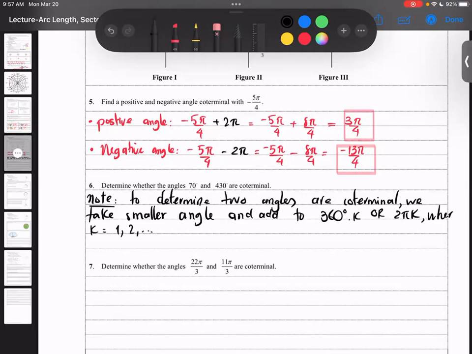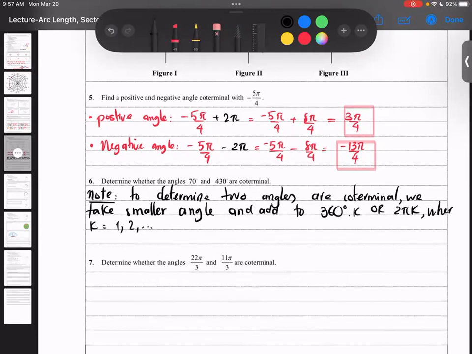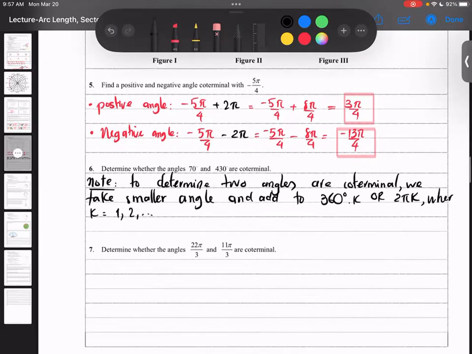Because that's what we did, right? We add 2 pi, but sometimes it can go more than once around. You could go twice around, 4 times around, 6 times around. All right, so I want to know if 70 is coterminal with 430. According to the note, I'm going to start with k is 1. You work your way up if you don't get your result.